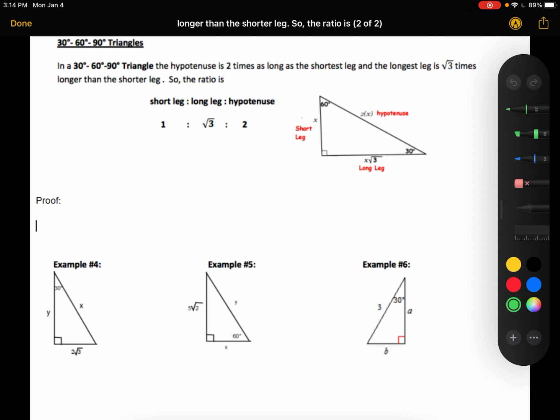But let's just check this real quick with what we have here. So we have A, we have B, and we have C. So A is x squared, plus B is x times the root 3, all squared, and then C is 2x, again, all squared. So we have x squared here. Root 3 times root 3 is just 3. Again, x squared is x squared. And then we have 4x squared here. Well, is this true? 1 plus 3 does equal 4x squared. So again, another proof to know that this is how this works.